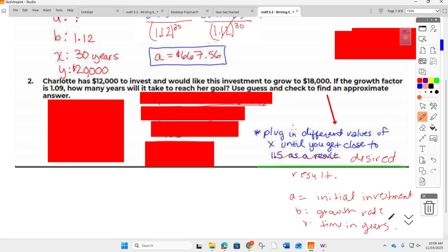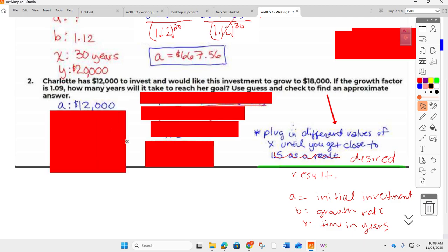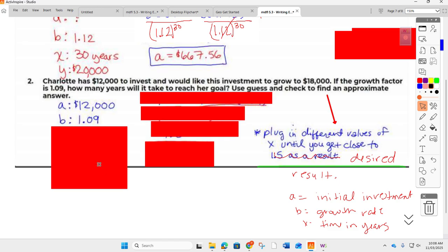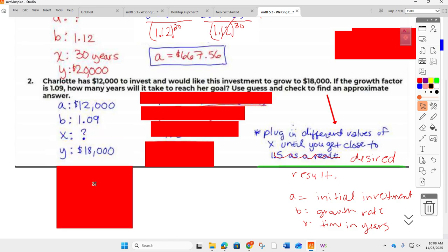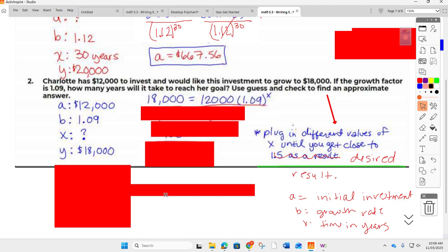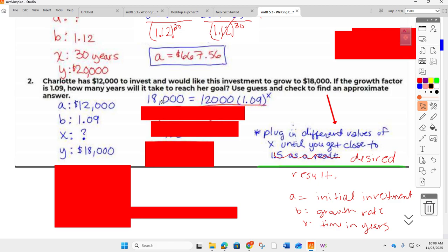So $12,000 is the initial value. The growth rate is 1.09. And the X is what we're trying to find out. We want our output. We want our Y to be $18,000. So we just take the things that they give us and plug them into the formula. So instead of Y, it's 18,000. Instead of A, it's 12,000. Instead of B, it's 1.09.